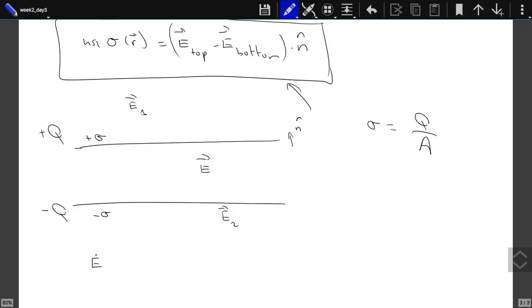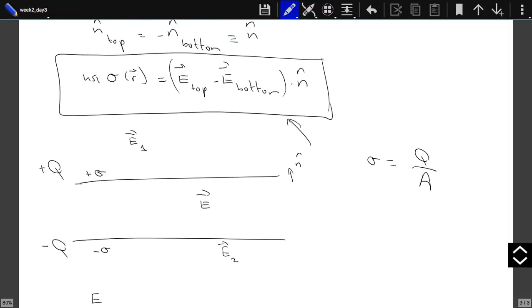Now, if I apply this to the top boundary, what is E top? E1. E bottom? E bottom is E, not E2. You see, I'm looking at this boundary over here. Okay? So E top minus E bottom, dotted with n, should be equal to 4 pi sigma.